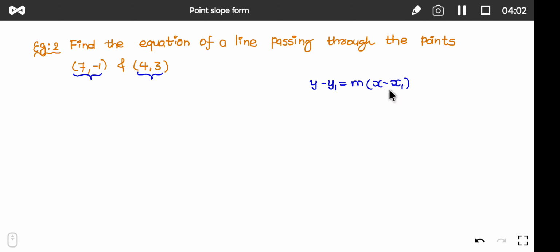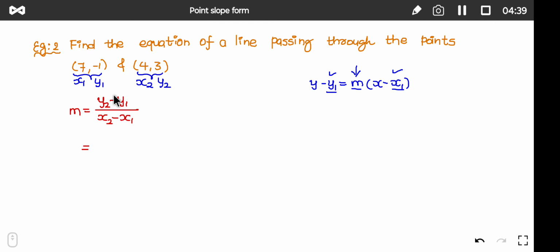To find the equation of the line, we require 3 things: the value of x1, the value of m, and the value of y1. Let us consider the first point is x1 and y1, and the second point is x2 and y2. So x1, y1 is done. The only thing is we have to find the slope, the value of m. We'll use our formula to find the slope when 2 points are given. m is equal to y2 minus y1 divided by x2 minus x1.